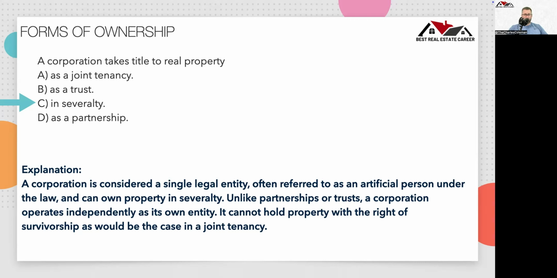Unlike partnerships or trusts, a corporation operates independently as its own entity. It cannot hold property with the right of survivorship, as would be the case in joint tenancy.